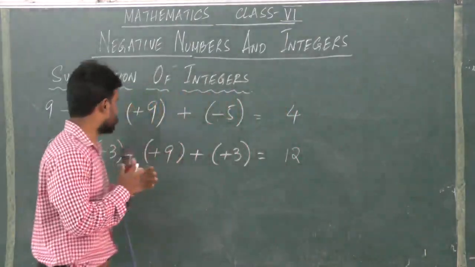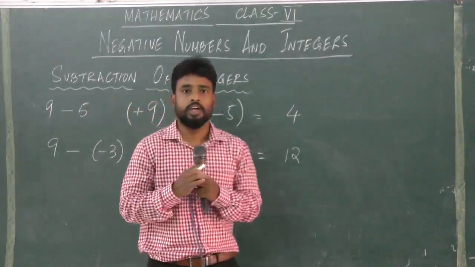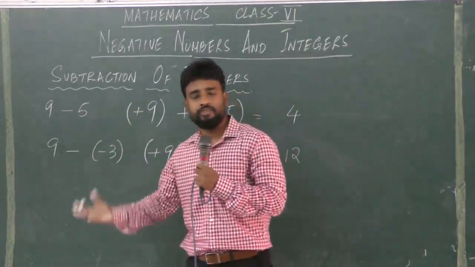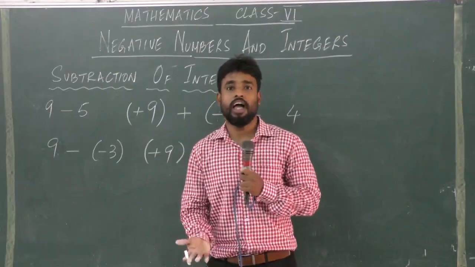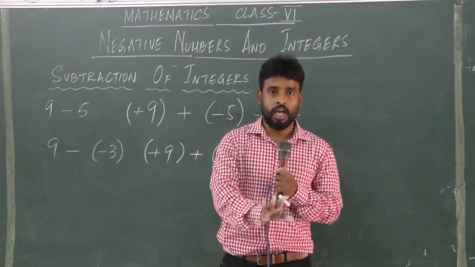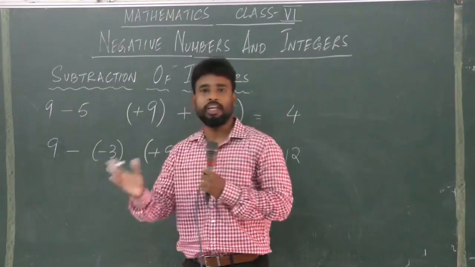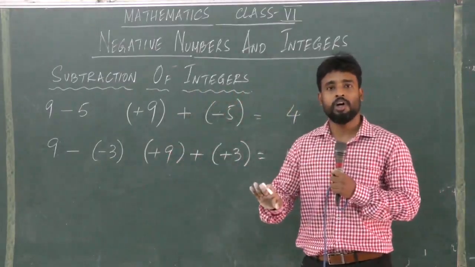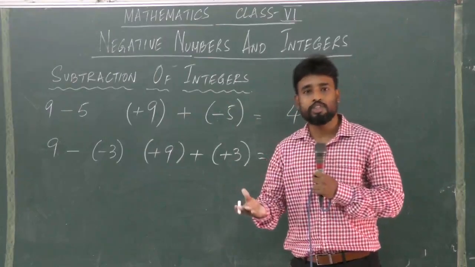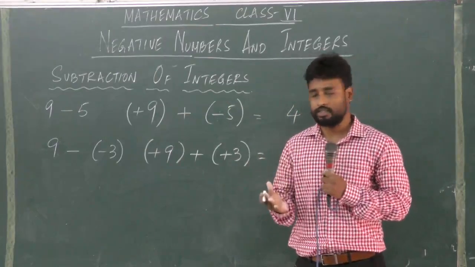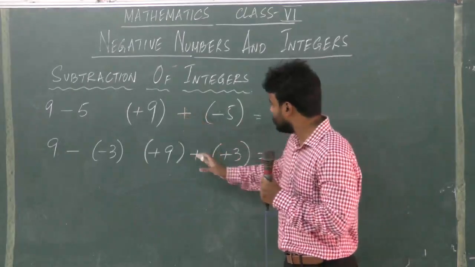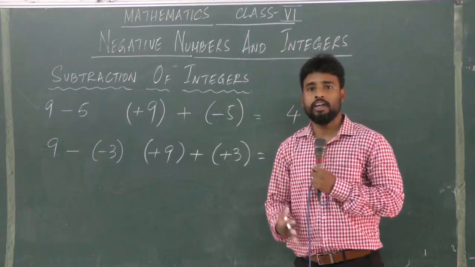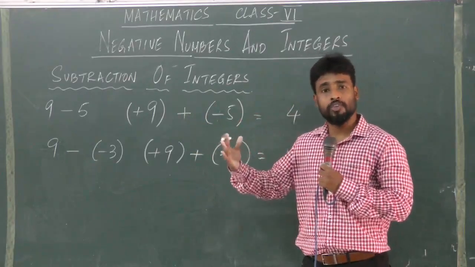Let us understand this. First of all, when we want to subtract 5 from any number, we'll add minus 5 to that number. And when we want to subtract minus 3 from any number, we are adding plus 3 to that number, because when we subtract, we just do the opposite of addition. So here, first we'll change this, and then we'll use the same rule as we have followed in addition of integers.